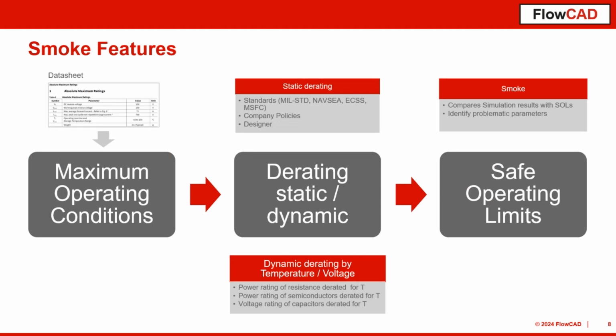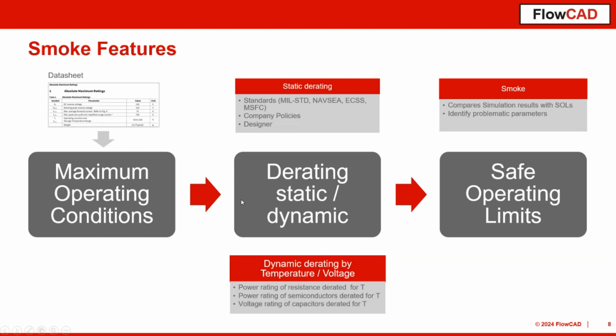So how do we come to these safe operating limits? Everything starts with the datasheet from the manufacturer. These datasheets have sections like absolute maximum ratings, and you put these values into the system; they are called maximum operating conditions. The good thing is PSpice comes with about 30,000 components, and for all of these this is already done, so the maximum operating conditions are there.